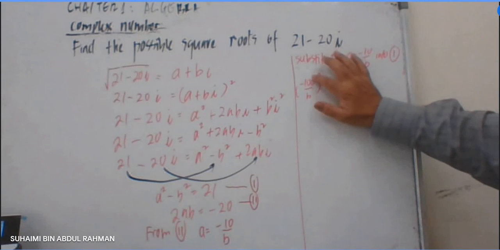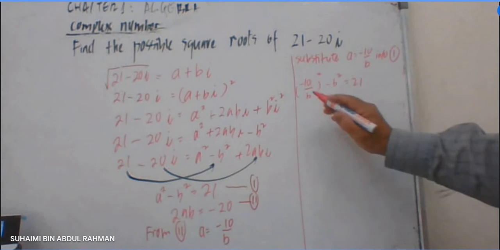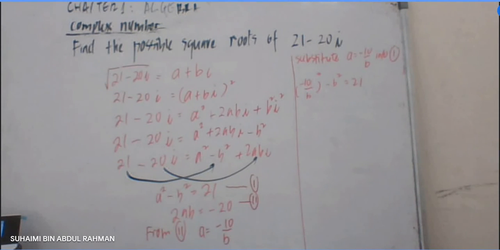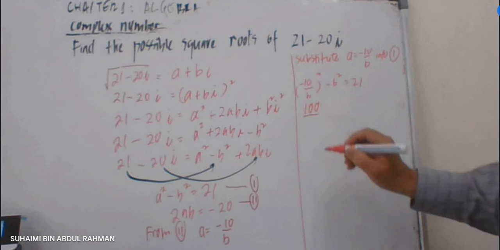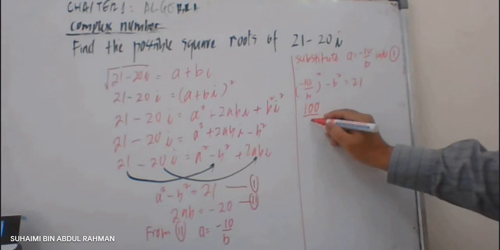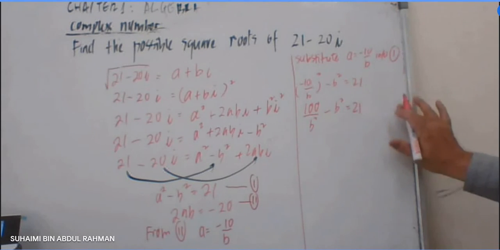So minus 10 square over b square minus b square equal to 21. So minus 10 square is equal to what? 100. 100 over b power of 2, b square, minus b square equal to 21.